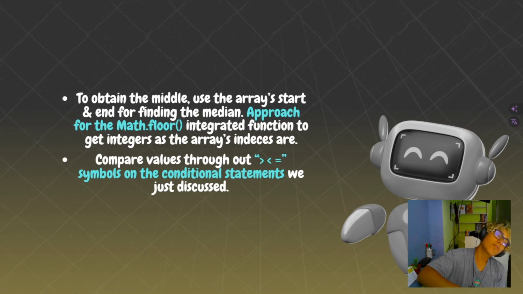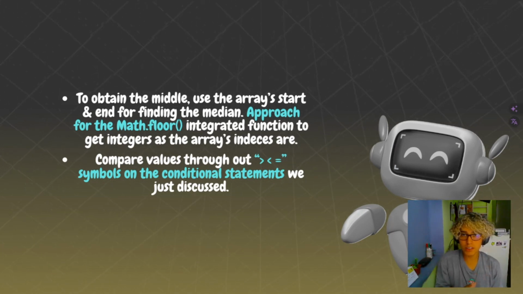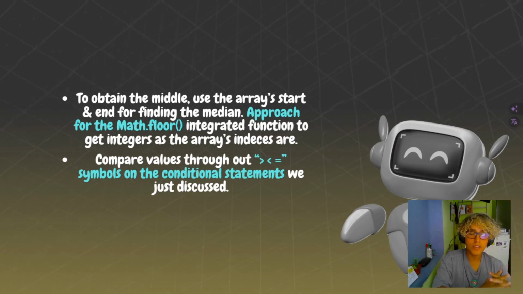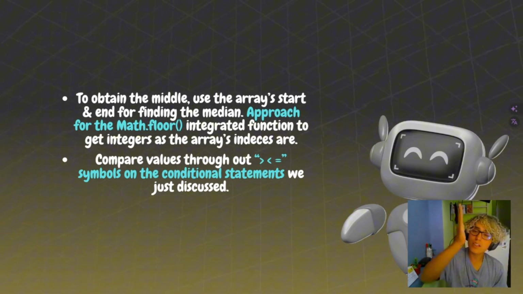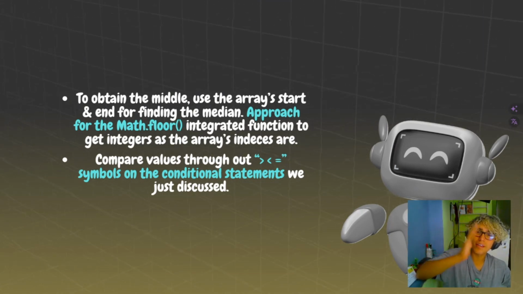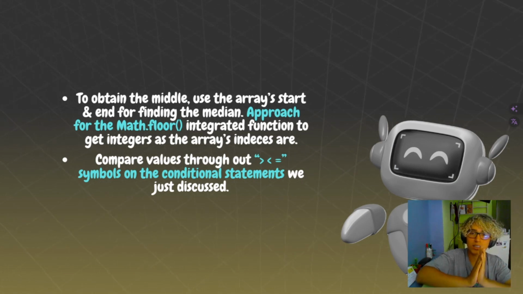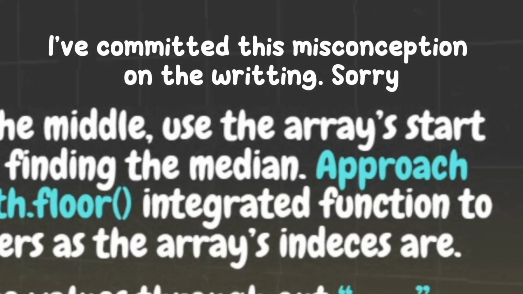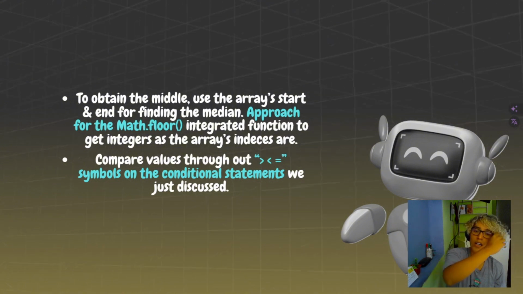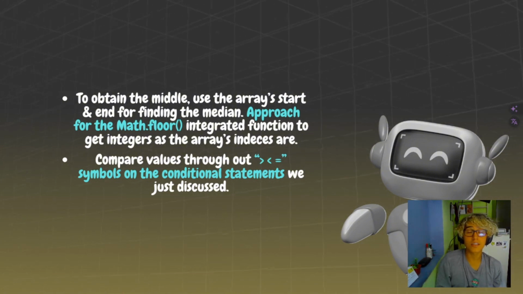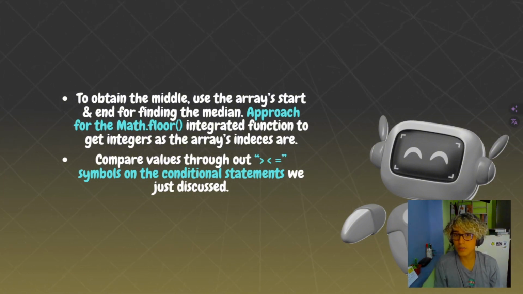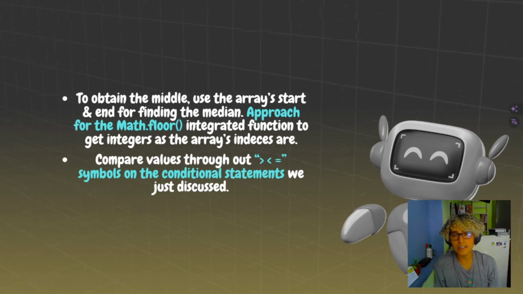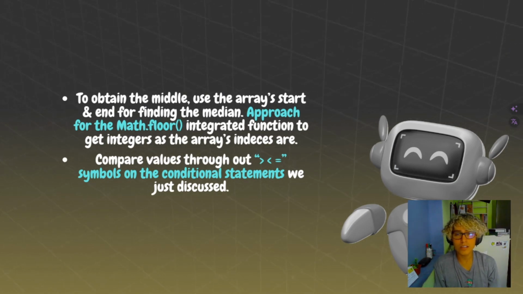Therefore, what we know is the next. To obtain the middle, use the array's start and end for finding the median. It means that we're gonna see the length of the array and then divide it, approaching it with the Math.floor built-in function to get integers, as the array's indexes are. Then with this we can compare the values using greater than, less than, or equal, and that's all.